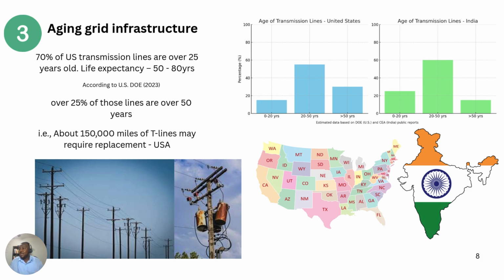Okay, so when we look at this, we have the US here, 50 states, India here, and this graph also shows the percentage of lines based on their age.